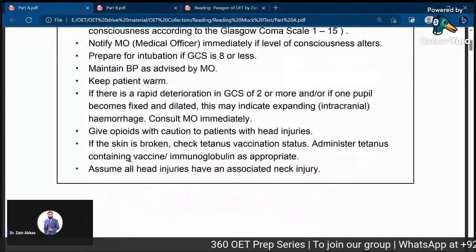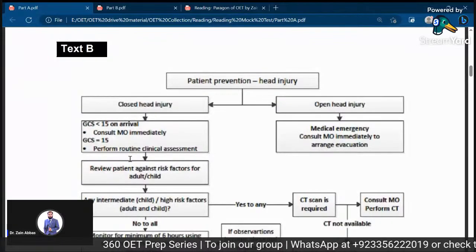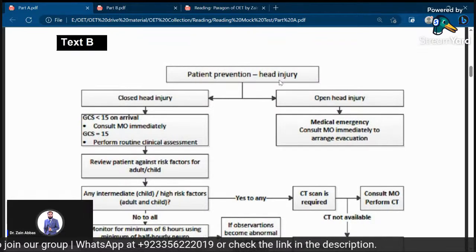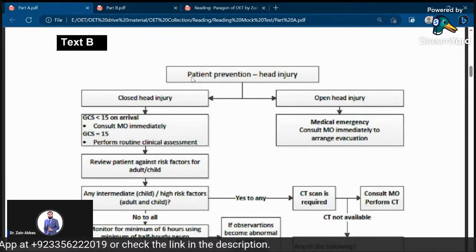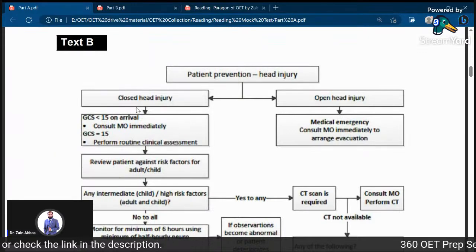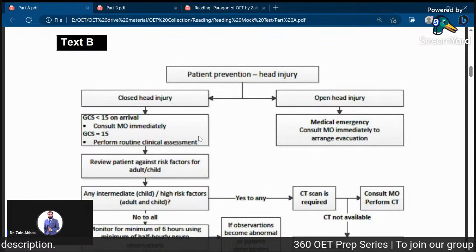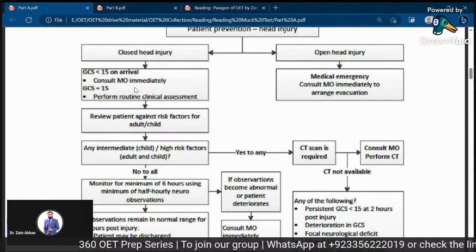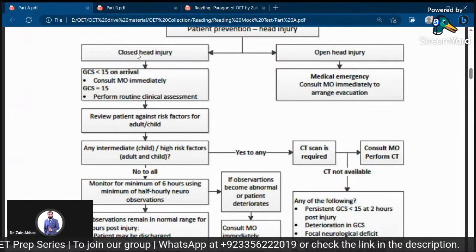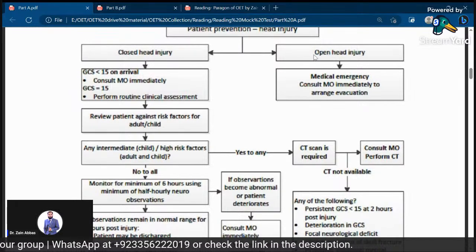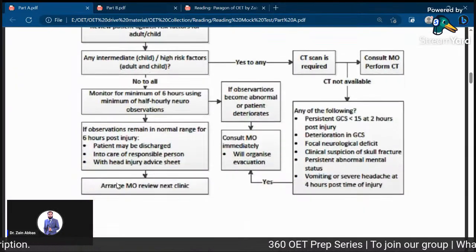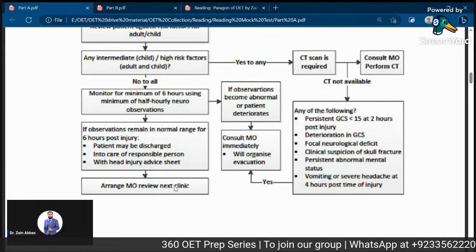Let us see the next one that is actually required from the original OET exam. This one is again about head injury prevention. You just have to look at the heading, and there are two headings here: closed head injury and open head injury. There is a sheet for the closed head injury management or prevention, and there is also a management or prevention step for open head injury. Eventually, hover down and see the last one: arrange MO review next clinic.